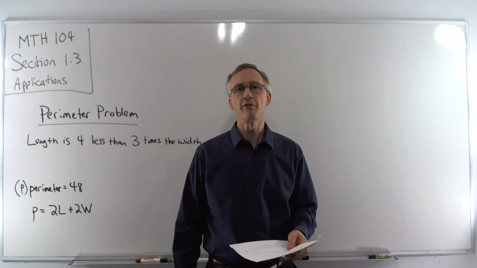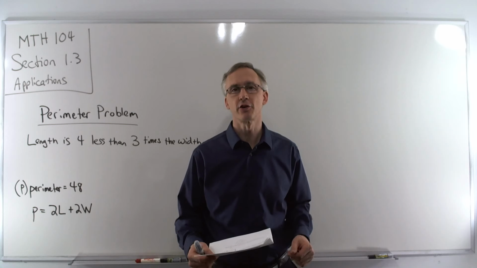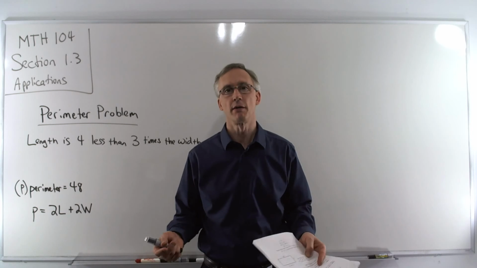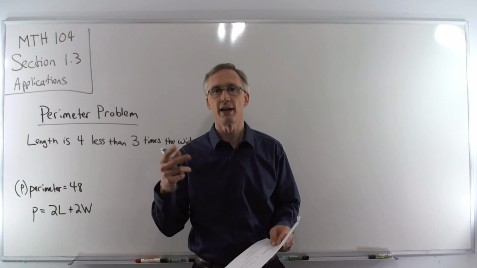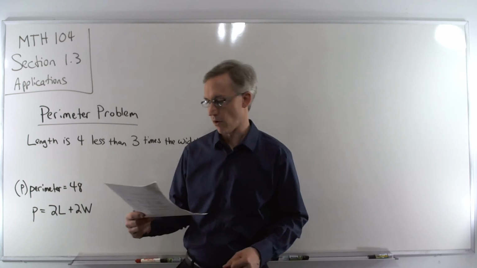Welcome everybody, Math 104. We're working on section 1.3 today. This is applications of linear equations. So first one is the classic perimeter problem. And these problems are given the perimeter of a rectangle and the relationship between the length and the width. And from there we need to figure out what that length and width are.